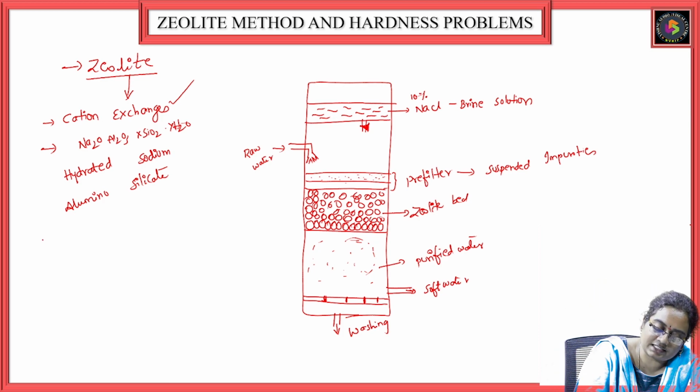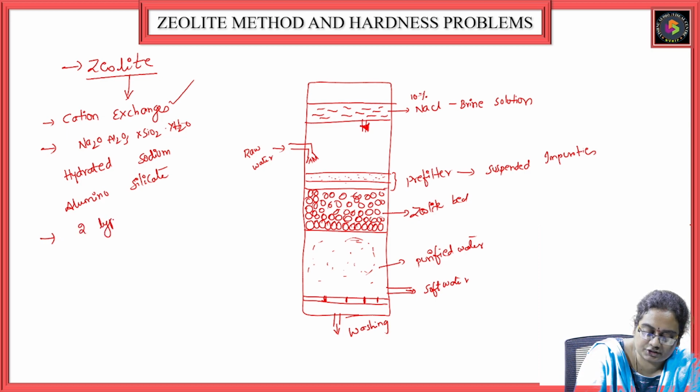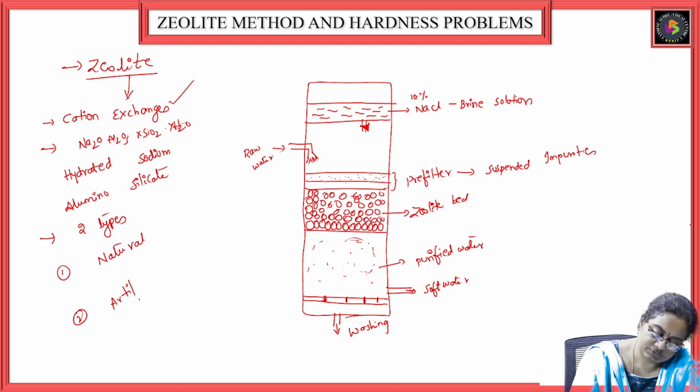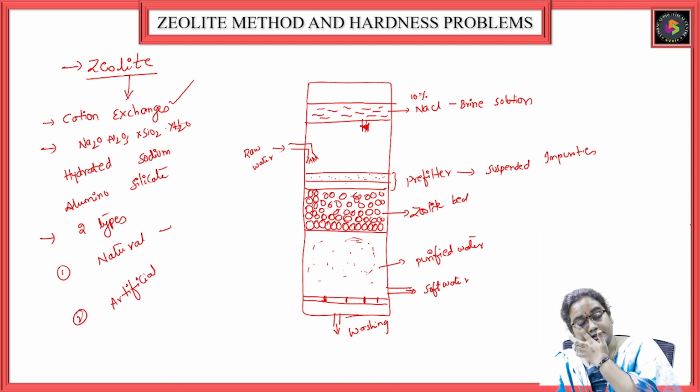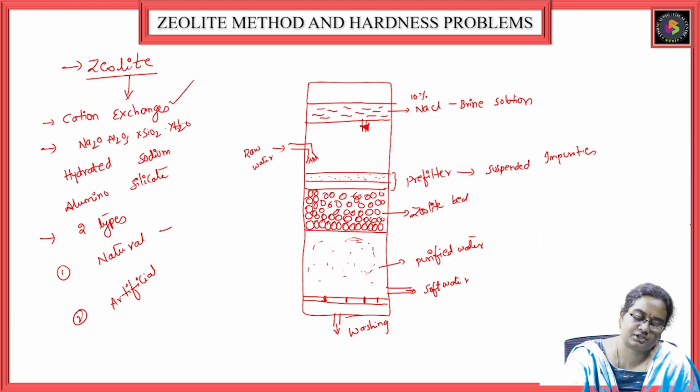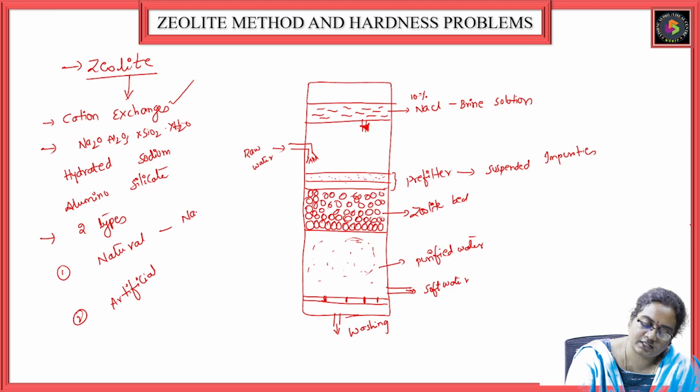Okay. And coming to the classification, this zeolite is classified into two types. One is natural zeolite and the second one is artificial zeolite. What do you mean by natural zeolite? Natural zeolites are the zeolites which are readily available in nature. That means these are not prepared by us. They already exist in nature. Those are known as natural zeolite, and the best example is natrolite.